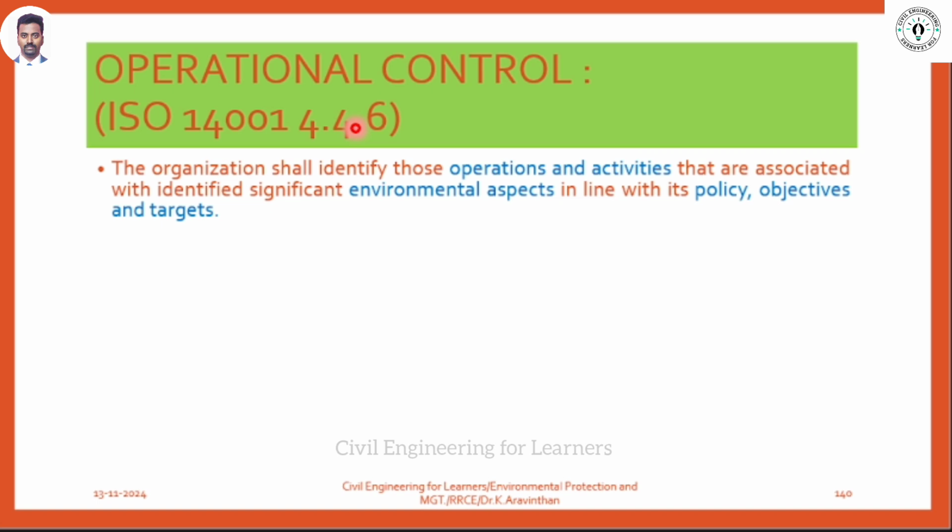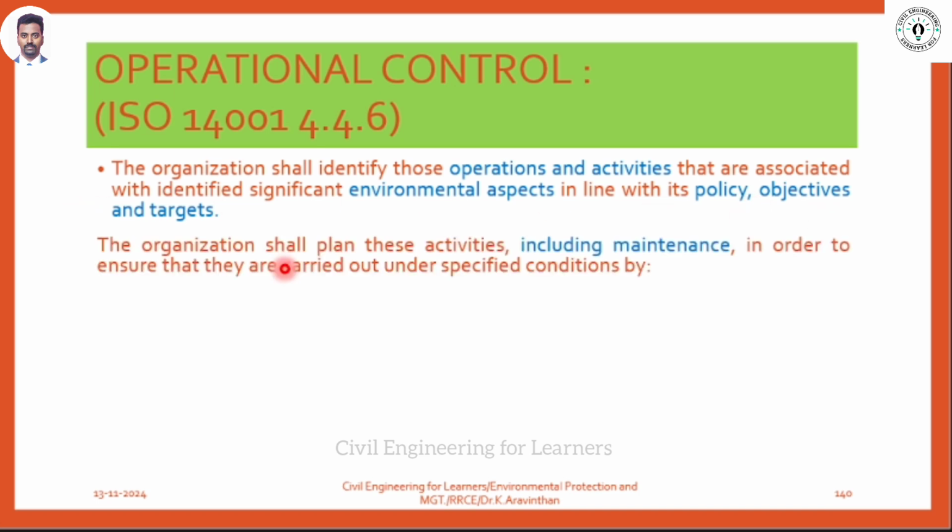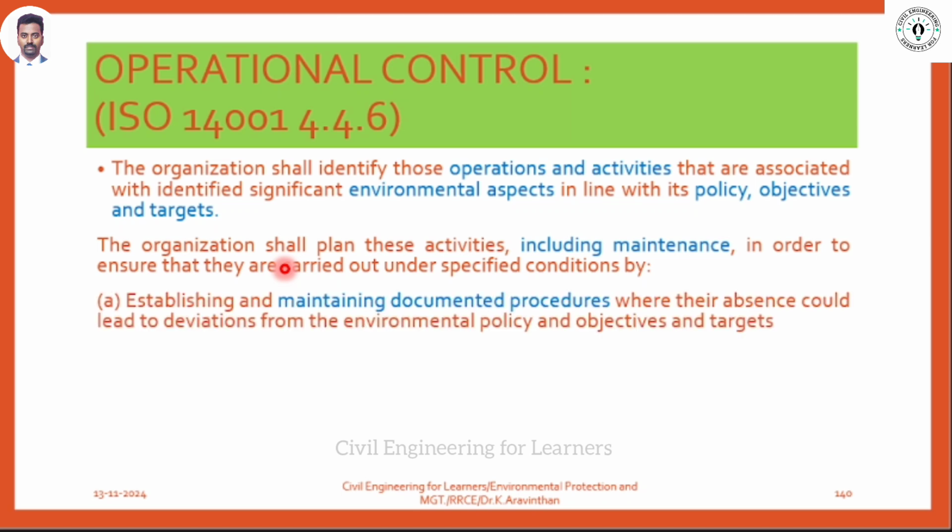Now, in operational control, the second phenomenon is there. That is called management control. What is management control? They make a set of standards and procedures for working in an organization, which I will discuss in detail. Generally, the definition for operational activities or operational control speaks with respect to the environmental aspect. It speaks on policy, objective and target. Even maintenance activity should be included in operational control. Specifications for operational control, maintaining documented procedures, is a part of operational control.